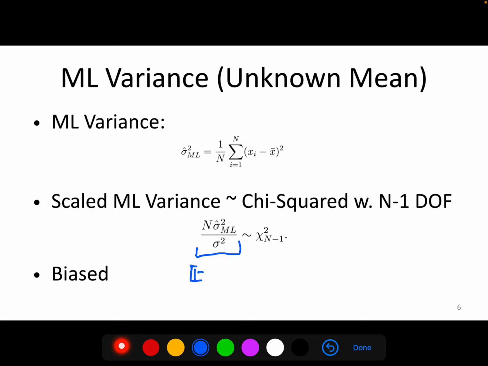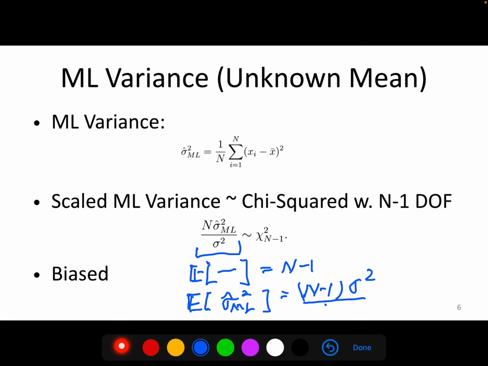So the mean of this part is n-1, which means the mean of the maximum likelihood estimator is n-1 times sigma squared divided by n. So this means the maximum likelihood estimator in this case is biased.